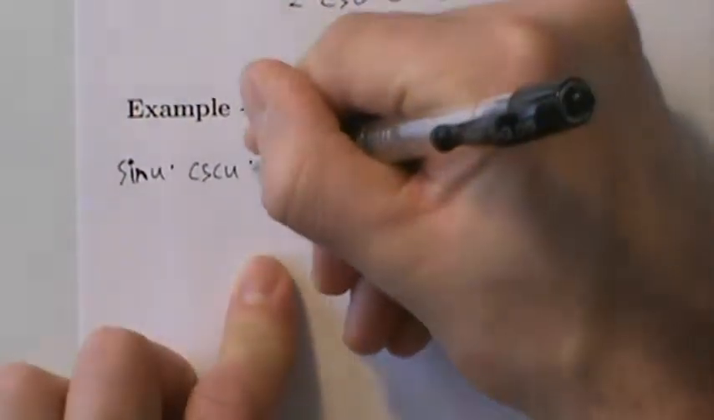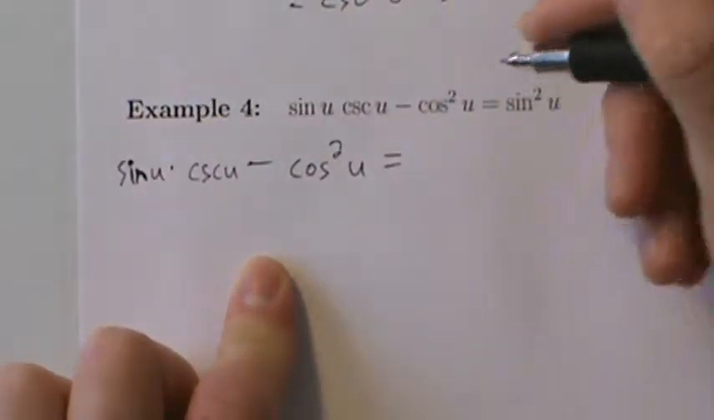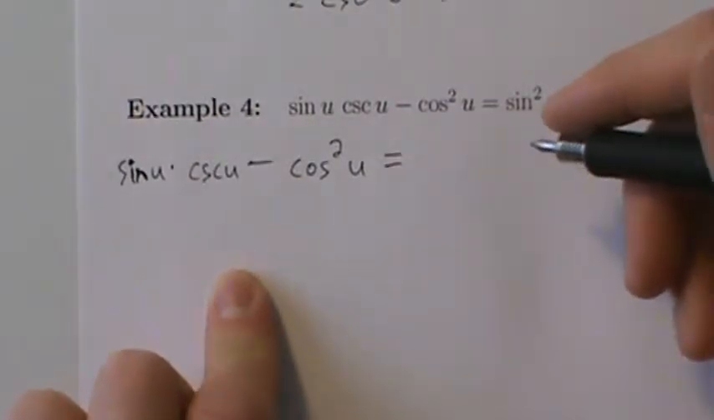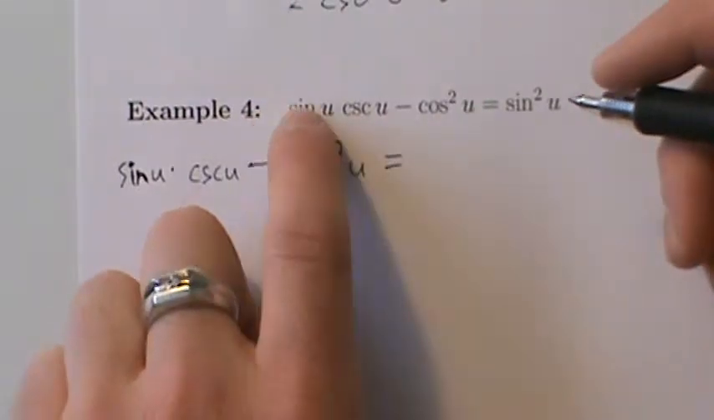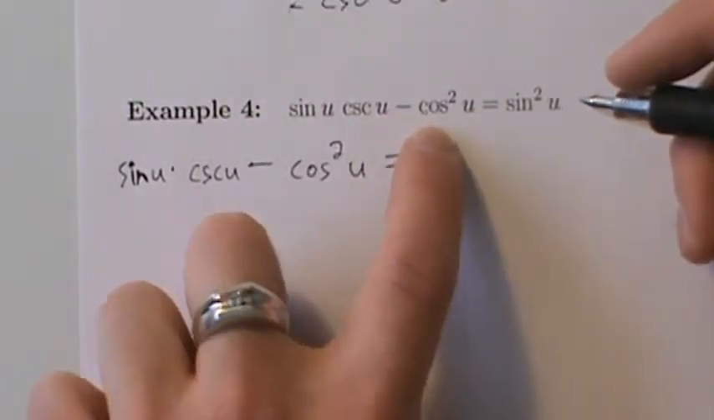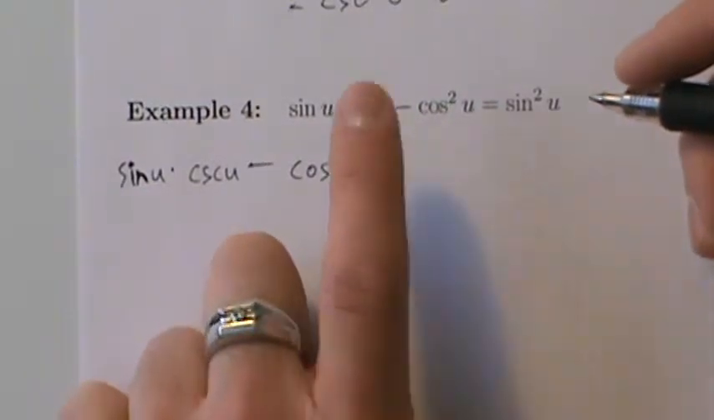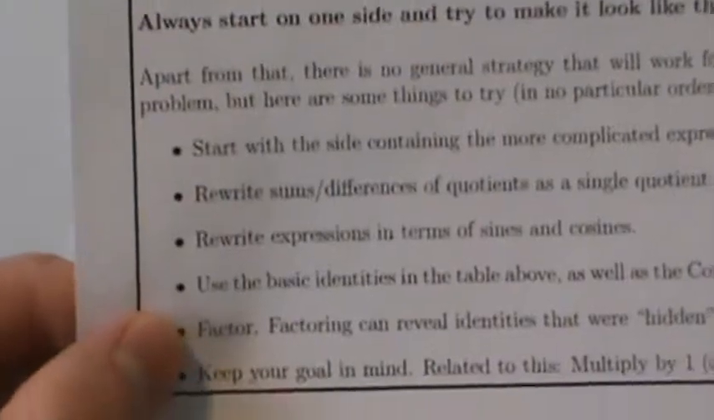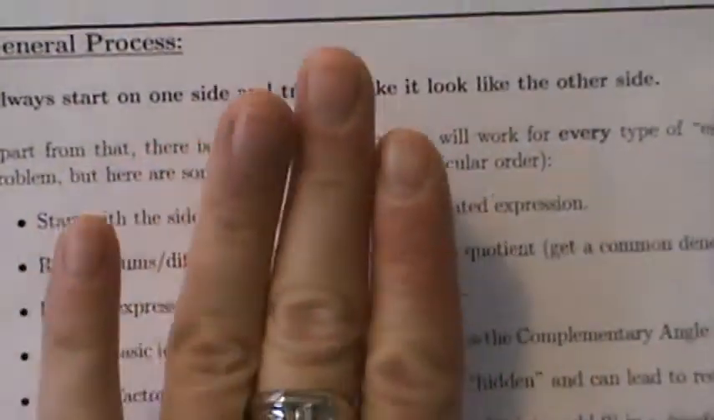Sine of u times cosecant of u minus cosine squared of u. So what's that going to equal? Here we have a sine, here's a cosine squared. Let's look at this: sine, cosecant, cosine squared, and a sine squared. So this is all sines and cosines except for the cosecant. One of our steps in the process here is to rewrite expressions in terms of sines and cosines. This won't always work, but let's just try that.